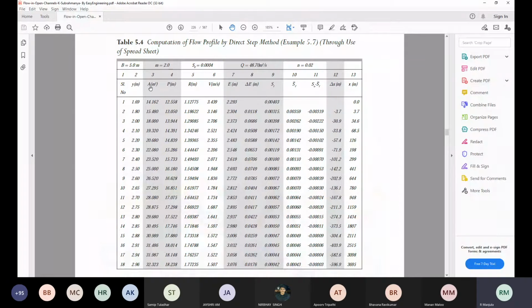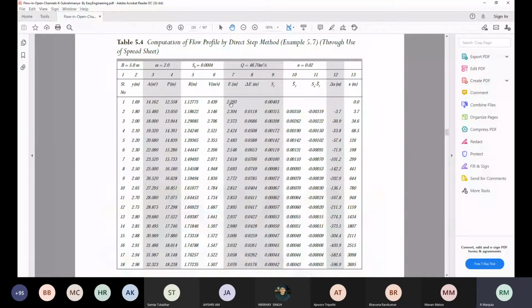So area and perimeter you are calculating, and R is equal to A by P, and velocity is equal to Q by A. So the sixth column R is equal to column 3 divided by column 4. And the next column velocity is equal to Q divided by column 3. So you'll be getting velocity, and energy, column 7, is equal to y plus v square by 2g. This v is already calculated. So column 2 plus column 6 square divided by 2g is going to be column 7.